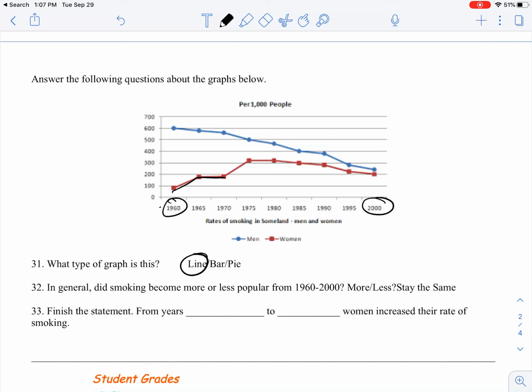And you could answer this a couple different ways. Okay. So if you look at the women line, the women went slightly more. We'd say an increase of about 100 people. The men decreased from 1,600 to about 200. Okay, so that's a loss of 400. So women gained about 100, men lost about 400, even though they still smoke more. So that's an overall net loss of 300 people. So overall, we'd say less.